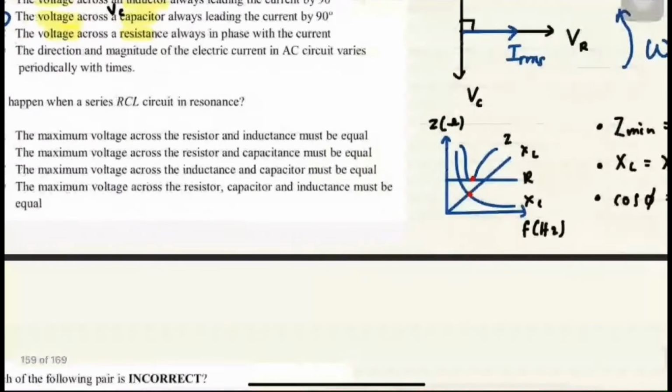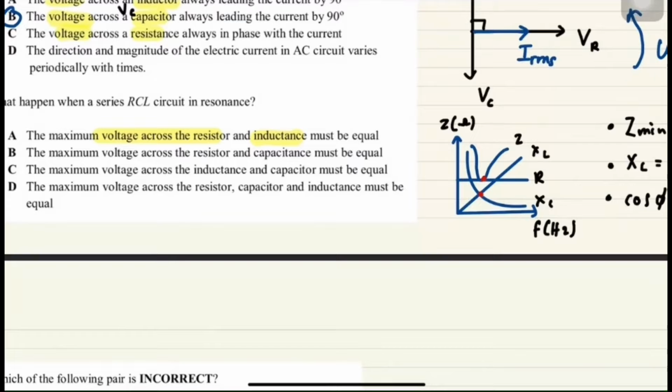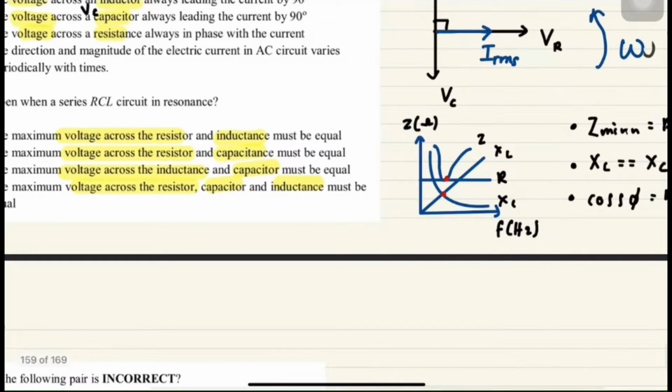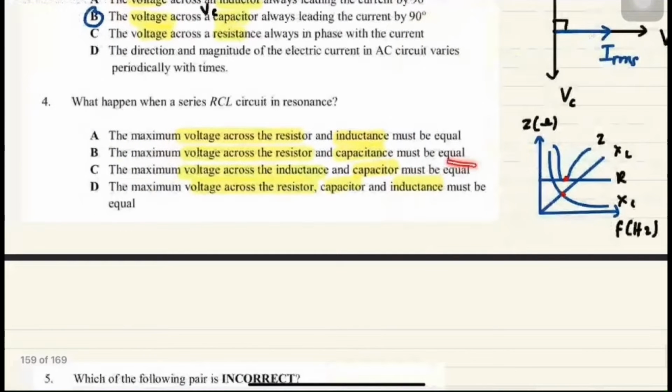So back to this question, it asks what happens with the voltage across, it is actually talking about voltage. Voltage across the resistor and capacitance. Voltage across the inductance and capacitor must be equal. Voltage across the resistor, capacitor, inductance must be equal. Okay, so if you read it once through, and compare with the second point, the answer is probably this one.